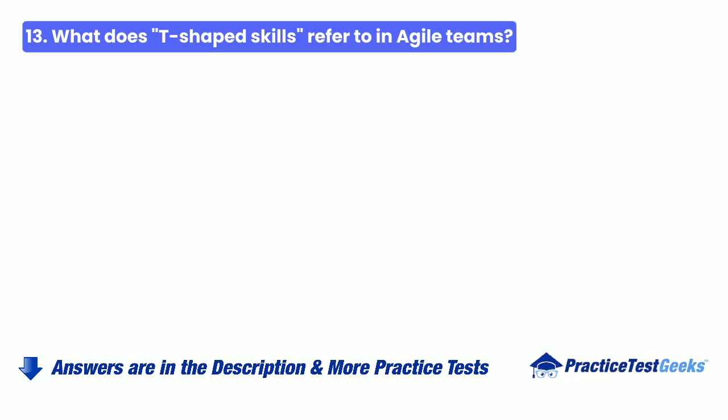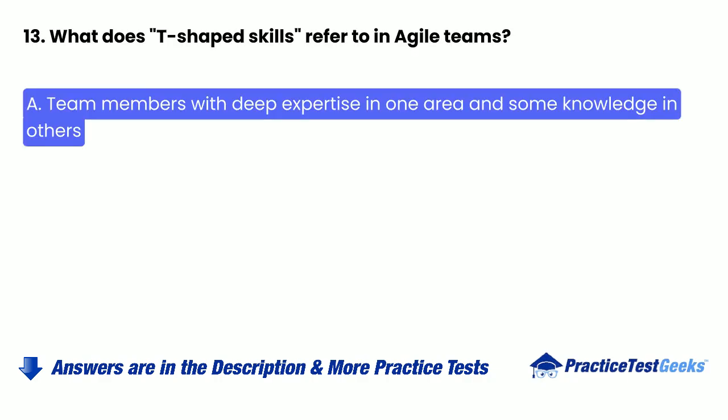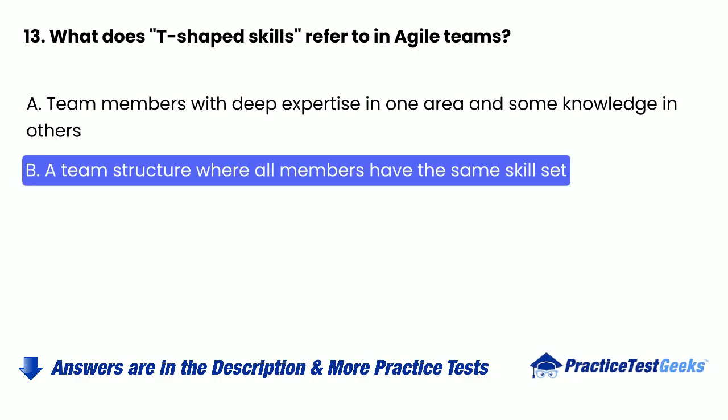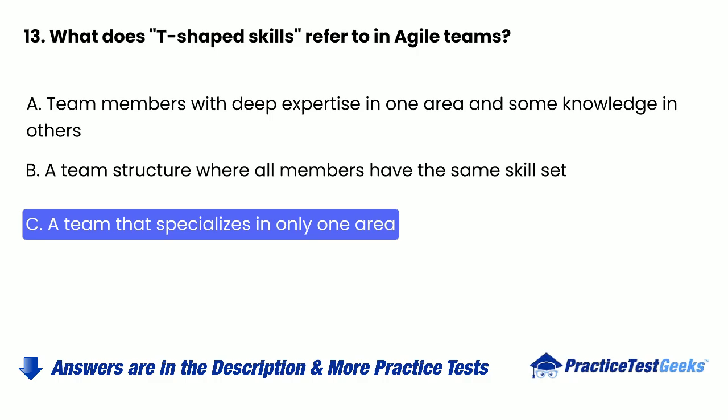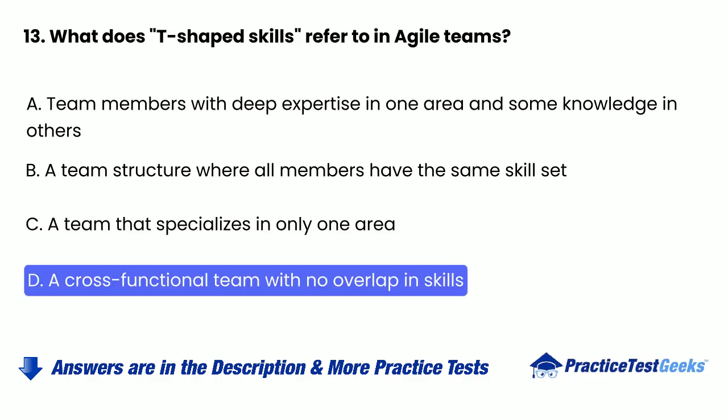(13) What does T-shaped skills refer to in Agile teams? A. Team members with deep expertise in one area and some knowledge in others. B. A team structure where all members have the same skill set. C. A team that specializes in only one area. D. A cross-functional team with no overlap in skills.